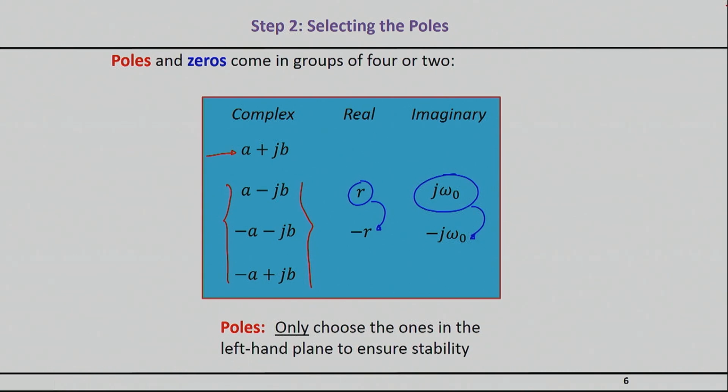So that's where our choices begin, because as I mentioned before, we will choose only the poles that lie on the left-hand plane and ignore the other ones in order to find our function S21 of s.